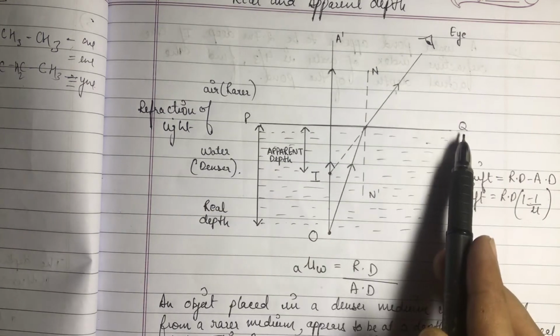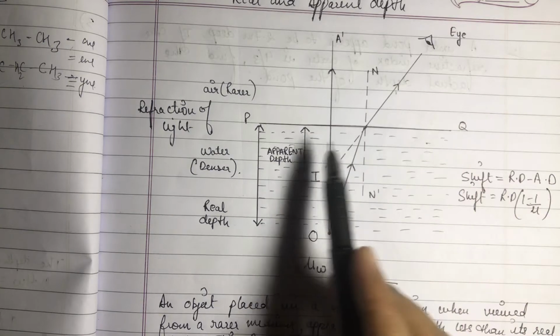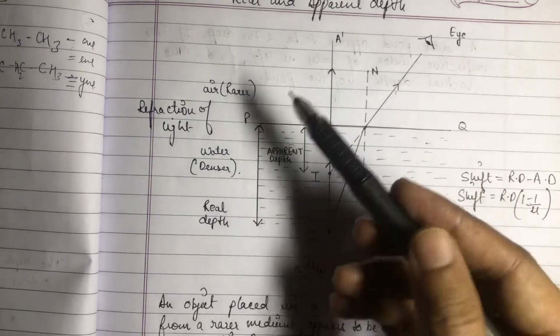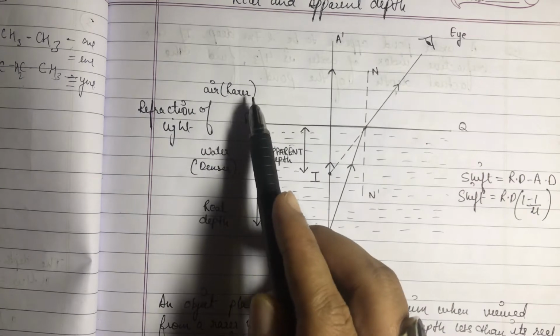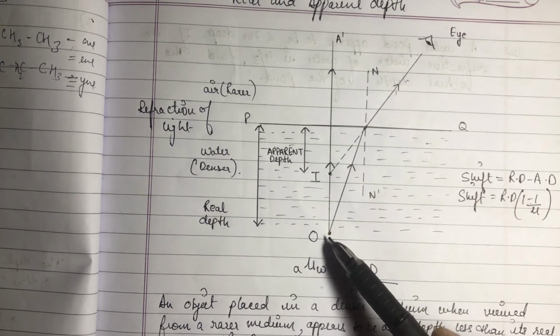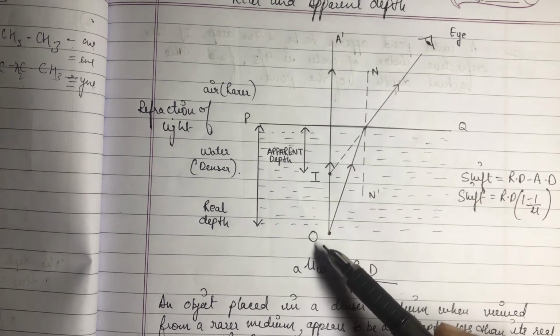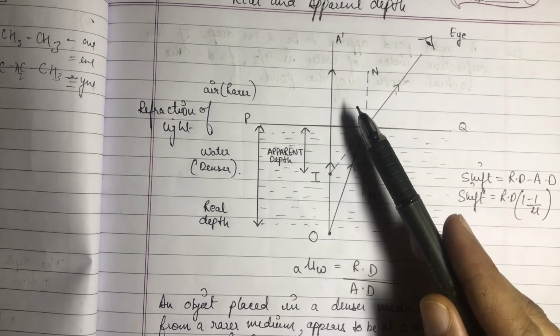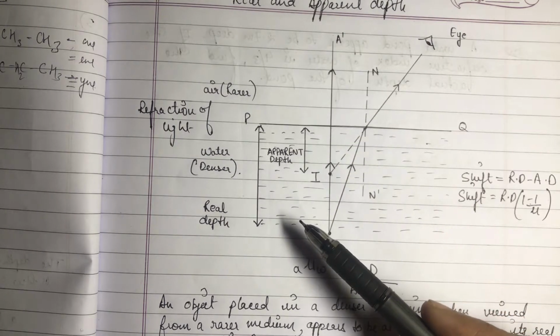PQ is the surface, okay, and then this dotted line is water, and above the surface we have air, rarer. So now our object is placed inside the water, at a certain depth, and we'll try to view that object from outside, that is air. From air, you can say that is the rarer medium. So we'll see what actually happens.